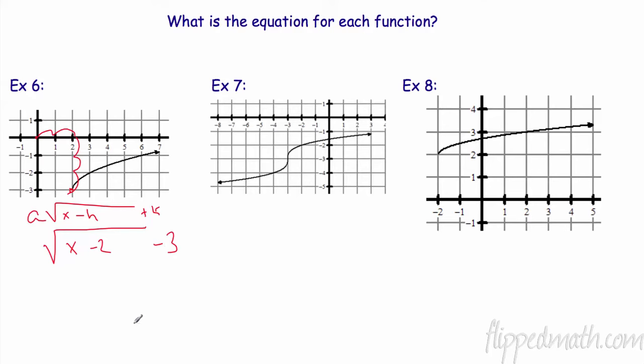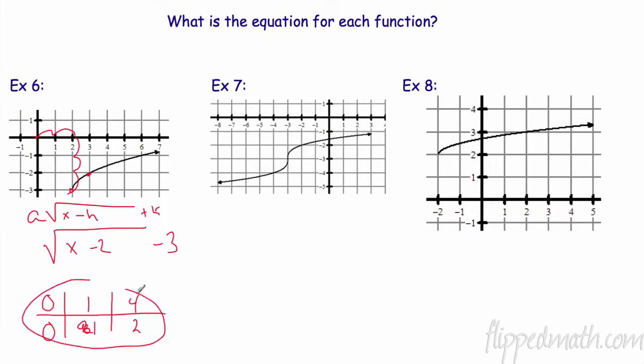Now the only thing we need to check is if there's any a. So remember, for square roots, we had 0, 1, and 4, and the square root of 1 is 1 and the square root of 4 is 2. So let's check. If I go over 1, do I go up 1? Yes. If I go over 4, 1, 2, 3, 4, do I go up 2? Yes. So it matches our generic equation exactly. So in that case, there is no scalar, and we're good to go.